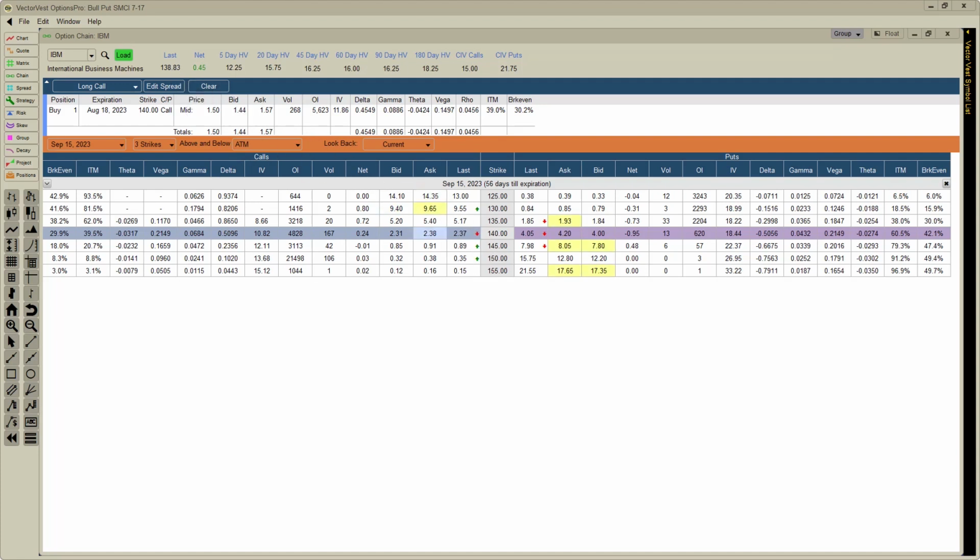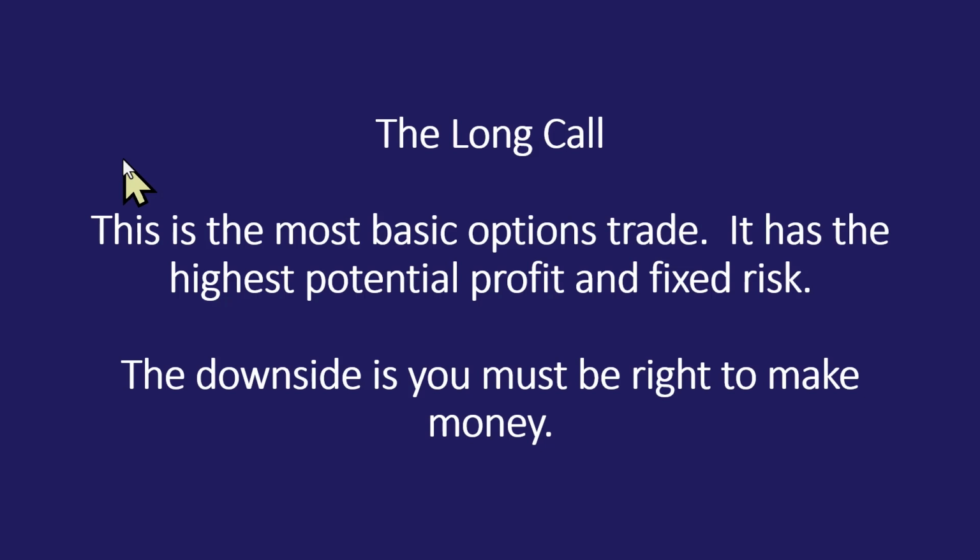So as I said, we're going to focus on the most basic options trade there is, and that's just the long call. If you think a stock will go up, you buy a call on that. It has the highest potential profit, and it also has a fixed limited risk. Now, the downside of that trade is you have to be right to make money. If the stock goes down, you're not going to win.